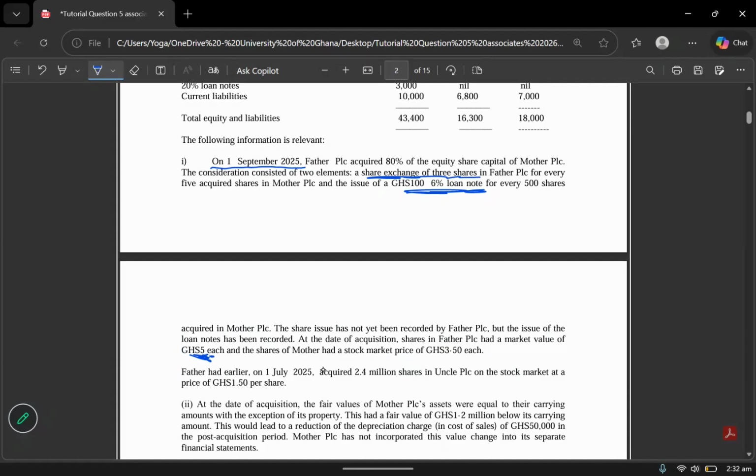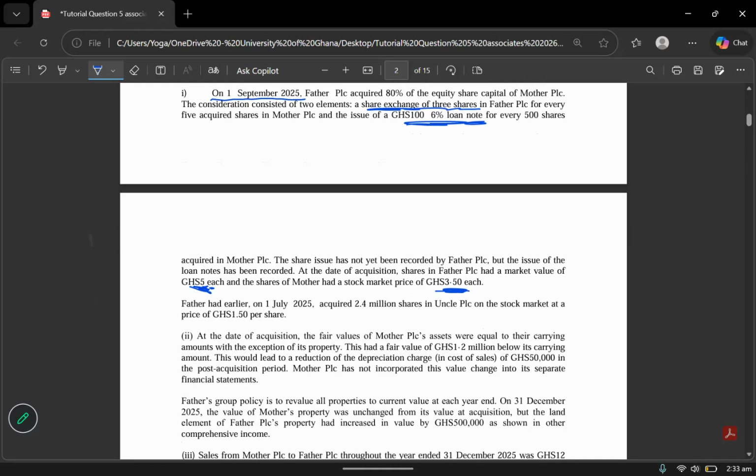And then Mother had a stock market price of 3.5. Remember, I said that when the policy is to value non-controlling interest at fair value, either the fair value of the non-controlling interest will be given directly in the question, or they will give you the share price of the subsidiary. In this case, it's 3.50. Then you multiply it by the number of shares of NCI to get your fair value of NCI. So assuming you've done your group structure and indicated the number of shares of the NCI, you just multiply it by 3.5. If you've not done that, I will also assign your calculation now to get that.